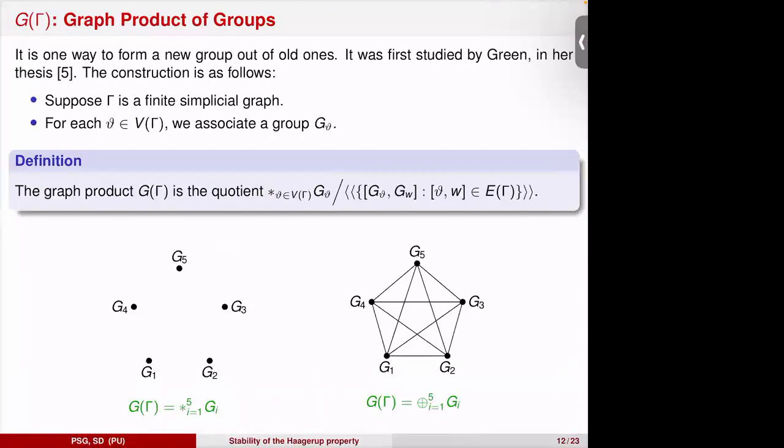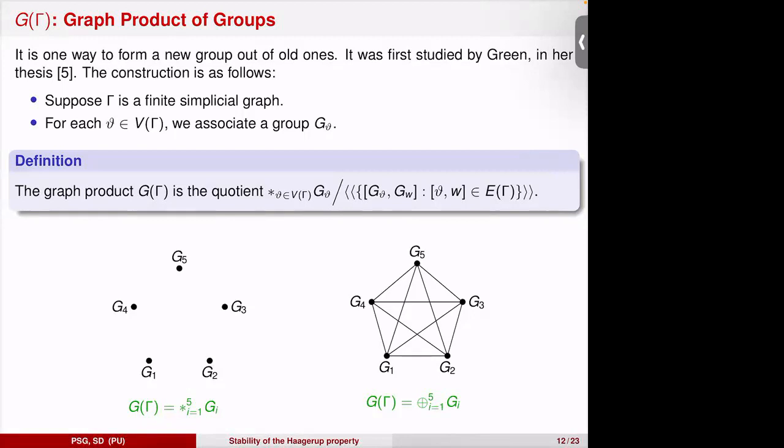So what is the graph product? A graph product is where you are given some groups, and you want to combine them in such a way that you obtain a new group. This graph product of groups was first introduced by Green in her thesis.